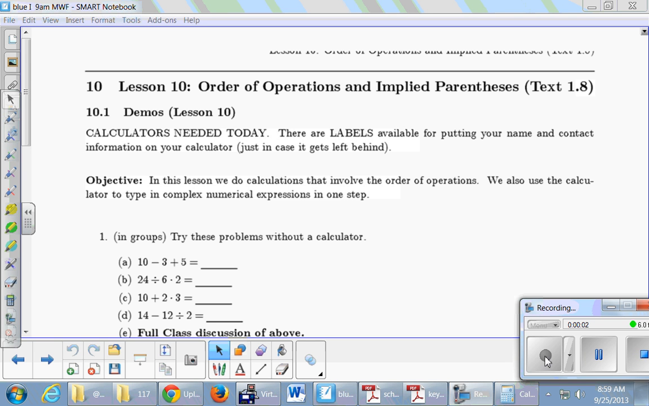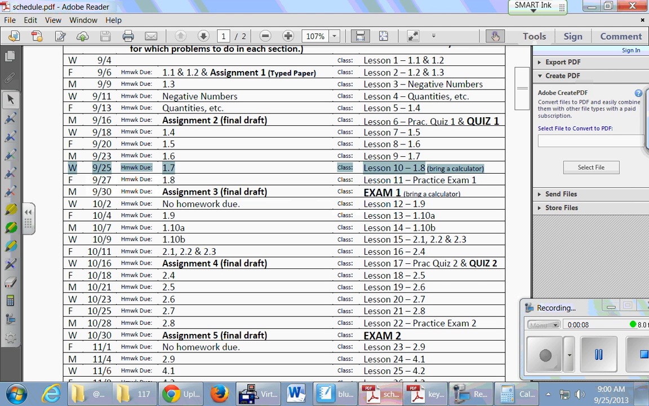Okay, so welcome back. Again, we start on page 80 today. Let's take our quick look at the schedule. So today we cover section 1.8. It says bring a calculator. That means today is one of the rare times where we'll be using the calculator this semester. So we talk about order of operations and the calculator.